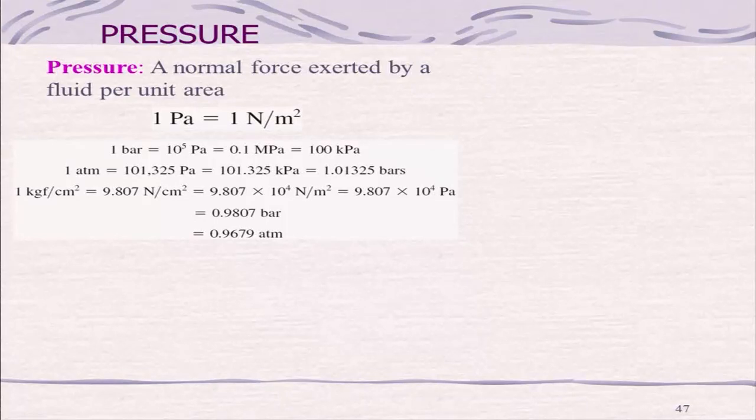Similarly, one can think of using 1 kgf per centimeter square, in MKS unit, that is equal to 9.807 Newton per centimeter square. If you look at this, it is basically 98.07 kilopascal, am I right? Because 10 to the power 3 is kilo, so you can multiply 10 into this 98 point, and this is equal to basically 0.9807 bar.